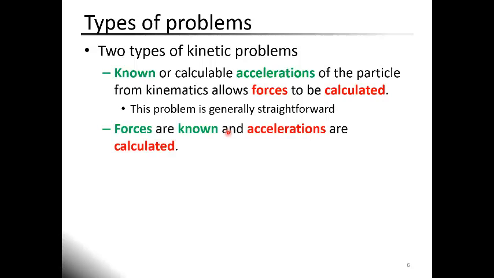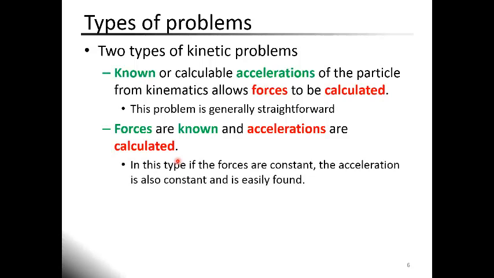So the second type is that if the forces are given, but the acceleration is required. So we have two cases here. The first case is that if the forces are constant, the forces are given and they are constant, it means that the acceleration is also constant, and this is easily found. So we will be able to find easily the acceleration.